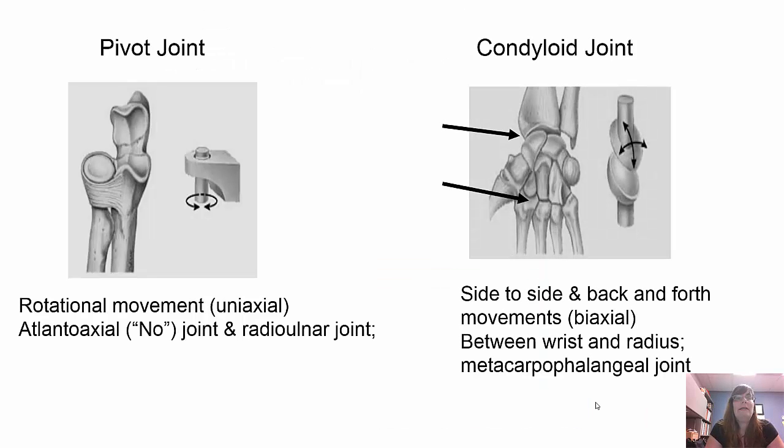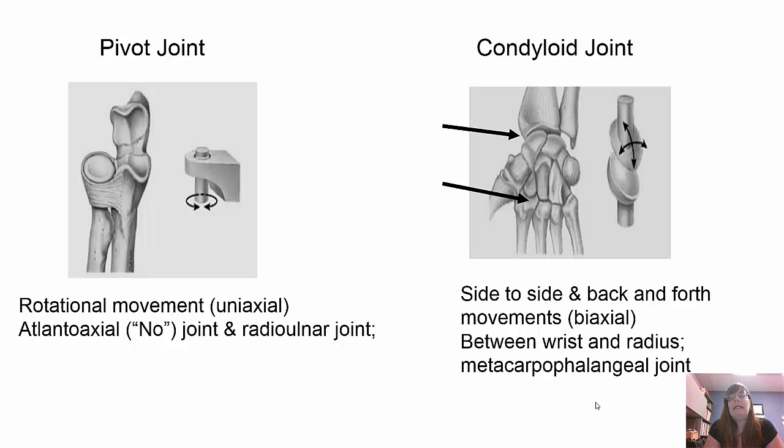Pivot joint, you have rotational movement. The atlantoaxial joint and radial-ulnar joint are your examples. So the atlantoaxial is between the axis and the atlas in your cervical area there. It's why you can shake your head no. And then the radial-ulnar joint, you have some movement there between the radius and the ulna. If you didn't, you'd have a problem rotating your arm.